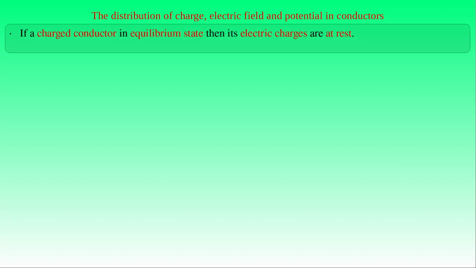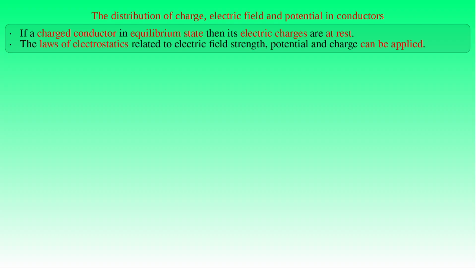In order to discuss the behavior of conductors in electric field, we need to study the distribution of electric charge, the electric field and the potential in them. Let us suppose that a charged metallic conductor is in equilibrium state, that is, its electric charges are at rest from phenomenological point of view. Then the previously presented laws of electrostatic related to electric field strength, potential and charge can be applied in simple examples and thought experiments where we can draw the following conclusions.